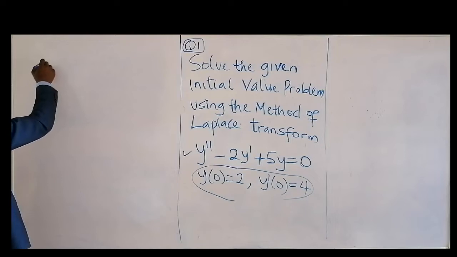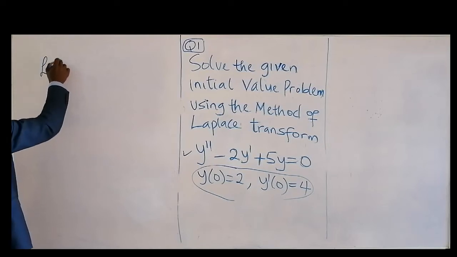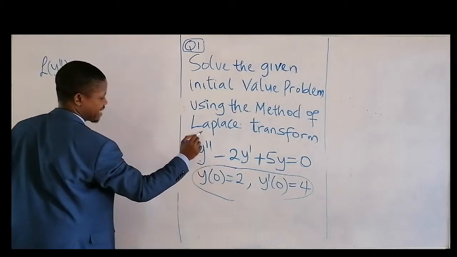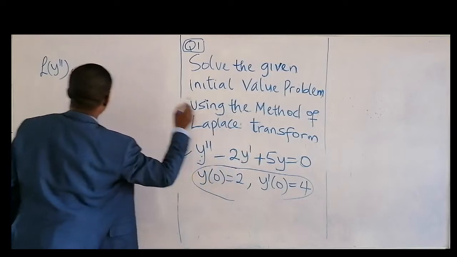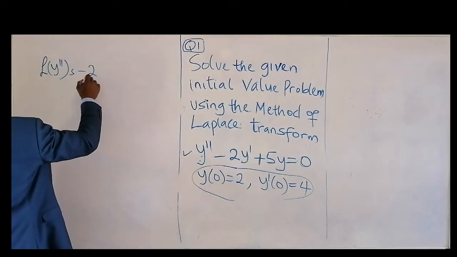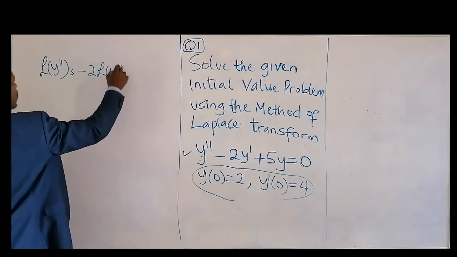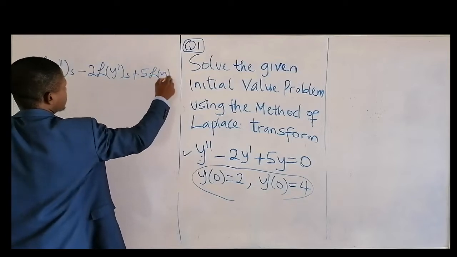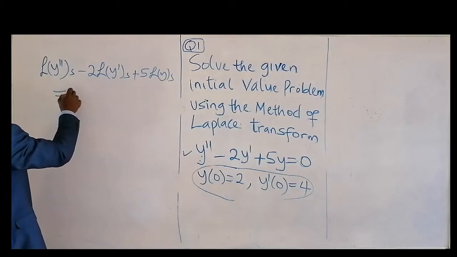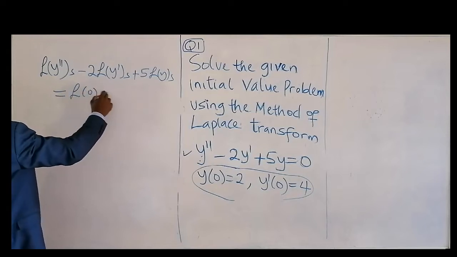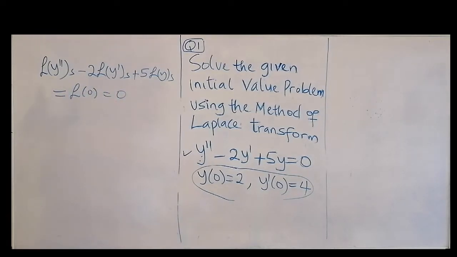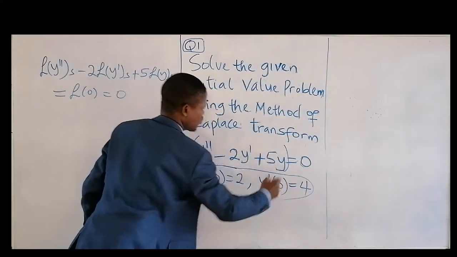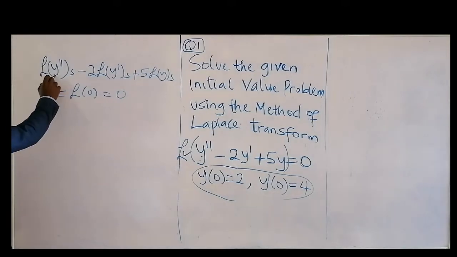So using step one, take the Laplace of the equation. When you are taking the Laplace of the left hand side, we have the second differential, minus 2 Laplace of the first differential, and then plus 5 Laplace of y, equal to Laplace of 0. That's step one. We said take Laplace of both sides of the equation. Then step two, Laplace transform.